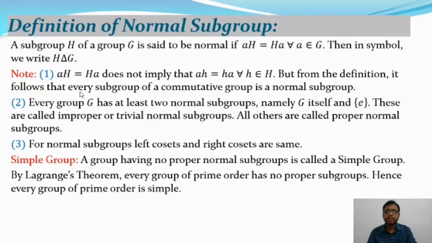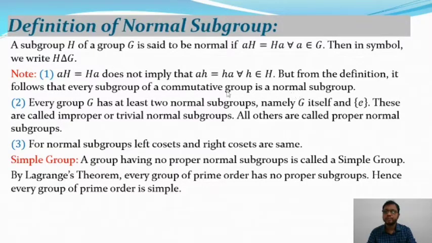So there are some notes on the normal subgroup. The first note: aH equal to Ha does not imply that ah equal to ha for every h belonging to H, where H is a subset of G as well as a subgroup of G. So aH equal to Ha means the left coset and the right coset are equal, and it does not imply ah equal to ha for all h belongs to H. But from the definition of a normal subgroup, it follows that every subgroup of a commutative group is a normal subgroup. This is a property of a normal subgroup.